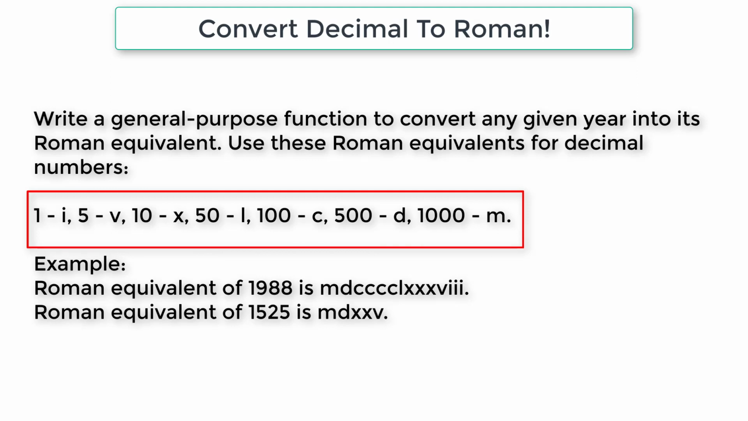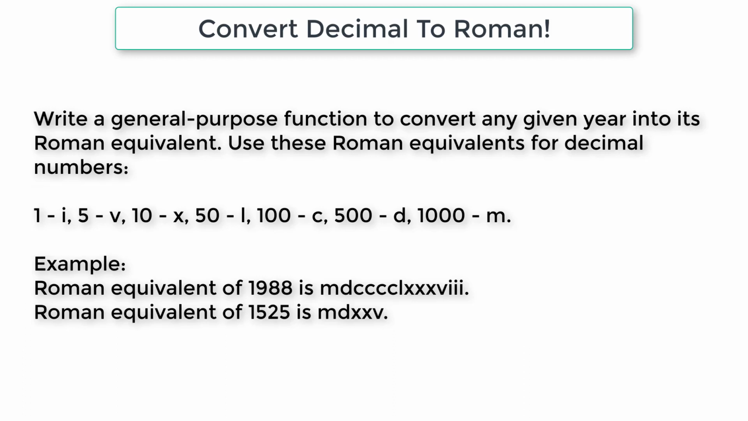I for 1, V for 5, X for 10, L for 50, C for 100, D for 500 and M for 1000. M means milli, I guess, so that means 1000. I don't know exactly. They have even given some examples. For 1988, whatever you see on your computer screen right now is the Roman equivalent. For 1525, the Roman equivalent is MDXXV.